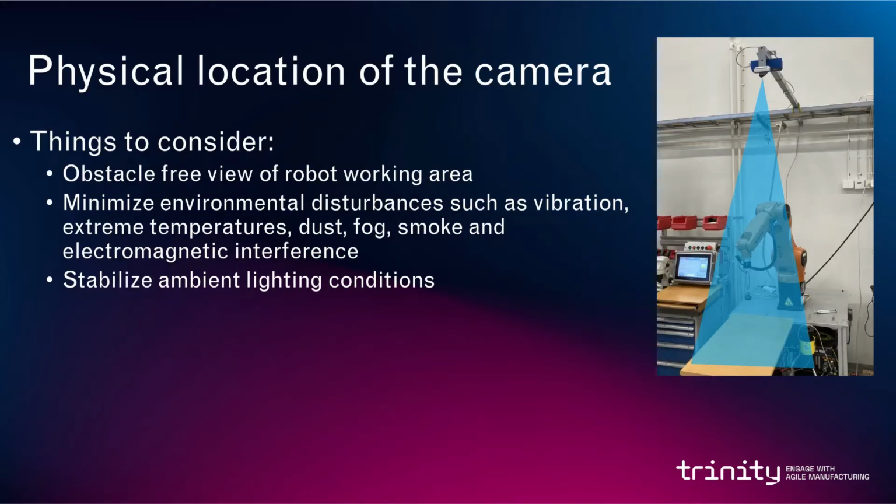When considering the physical location of the camera, there are a couple of things that we'll need to consider. The first thing is that we will need to have an obstacle-free view of the robot working area, and we will also need to minimize any environmental disturbances that may be in the robot work cell, such as any vibration, extreme temperatures, dust, fog, smoke, and also electromagnetic interference that may interfere with the operation of the camera. And we will also need to stabilize the ambient lighting conditions in order to get a sufficient image reading of the robot working area.